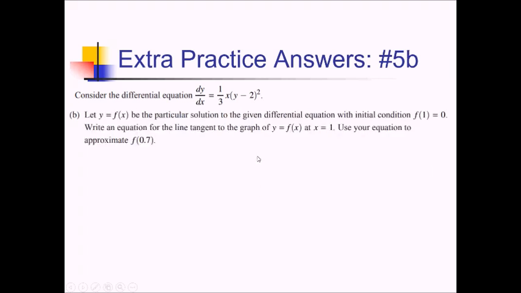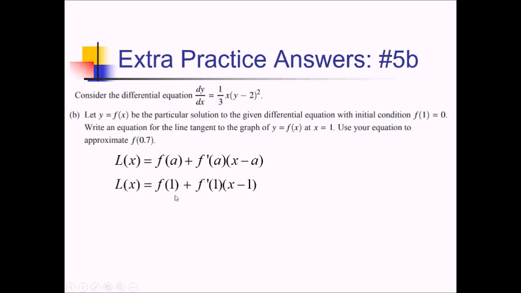For this problem, y equals f of x is the particular solution to this differential equation with an initial condition of (1, 0). For this part, we just want the equation of the tangent line to y equals f of x at x equals 1, and then approximate f of 0.7 with it. In general, a tangent line has a setup of f of a plus f prime of a times x minus a, where a is just the x value that they're giving you a point for. So in this case, we want f of 1 plus f prime of 1 times x minus 1.